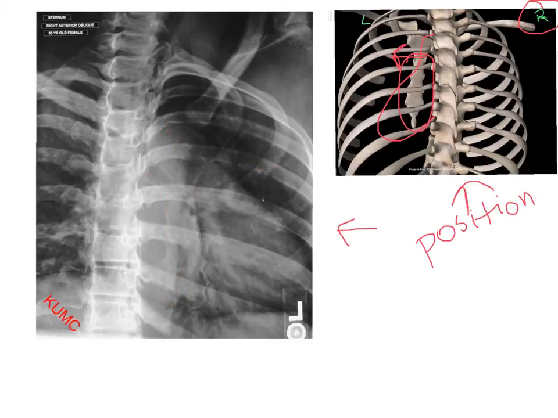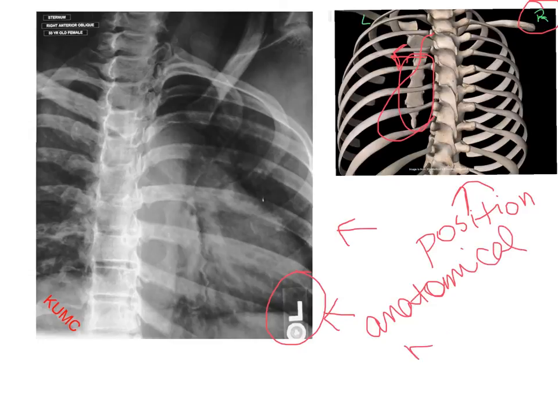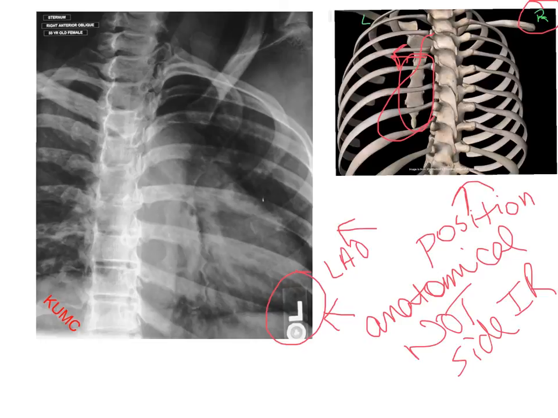One more thing to note, I want you to look at this marker. This is marked for the anatomical side, not the side closest to the IR. Okay, so don't let this left marker throw you off and make you think it is an LAO. It is still very much an RAO. We're just throwing that sternum into the left side of this heart shadow.